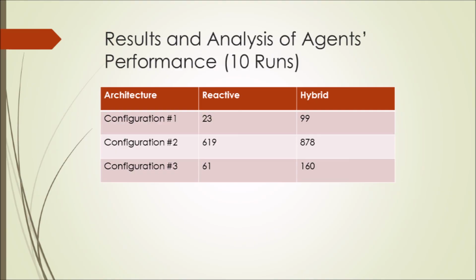The total score of the agents are being summed together and the average is being obtained after 10 runs. This is to ensure that the agents are robust. We can see that the hybrid agent score is much higher than the reactive agents due to their nature.